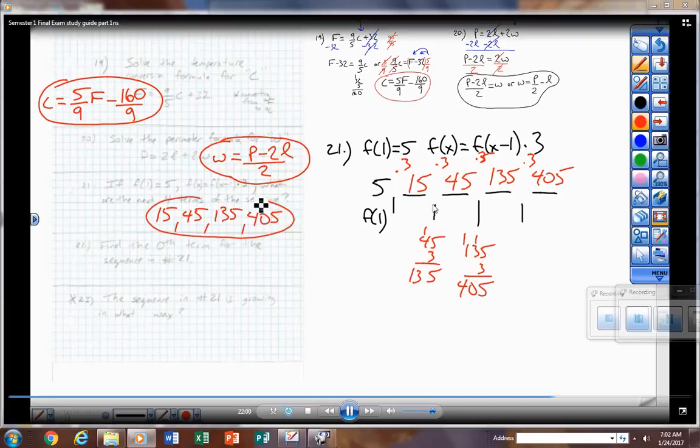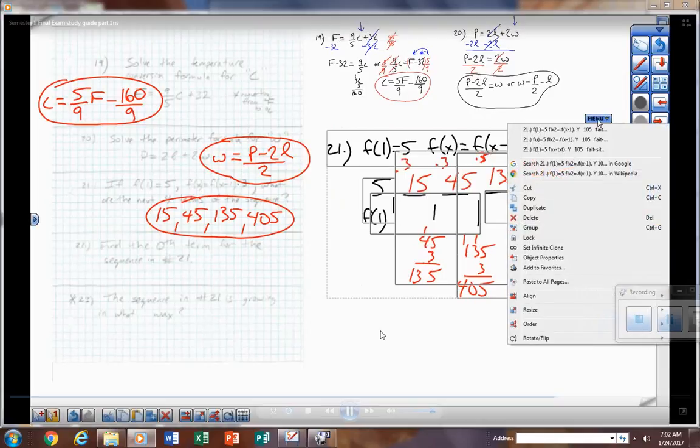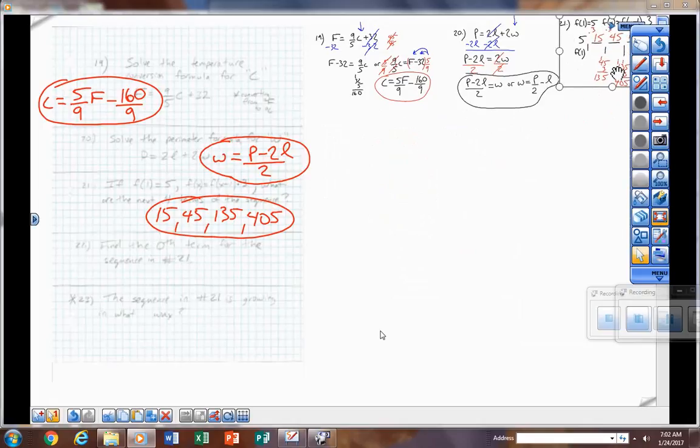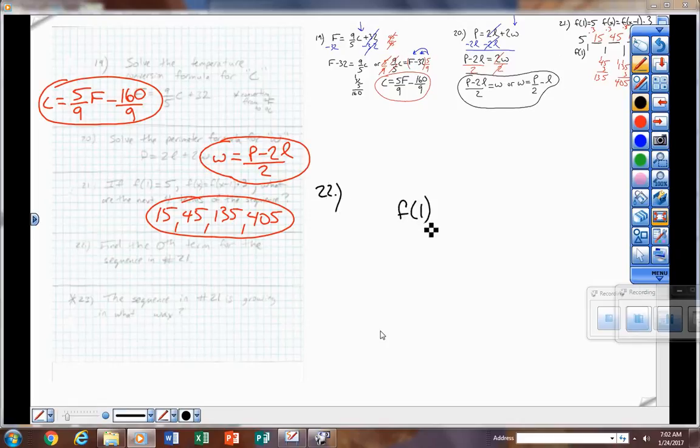If you wanted to find the 0th term for this sequence, again, if I'm timesing by 3 going to the right, I'm going to be dividing by 3 going to the left. So to find the 0th term for this sequence here in number 21, where that first term is 5, and knowing my common ratio is timesing by 3, timesing by 3 going to the right, I'm going to be dividing by 3 going to the left. So that 5 divided by 3, or that 5 times 1/3, because remember, dividing by 3 is the same as timesing by 1/3, would give me 5 over 3.